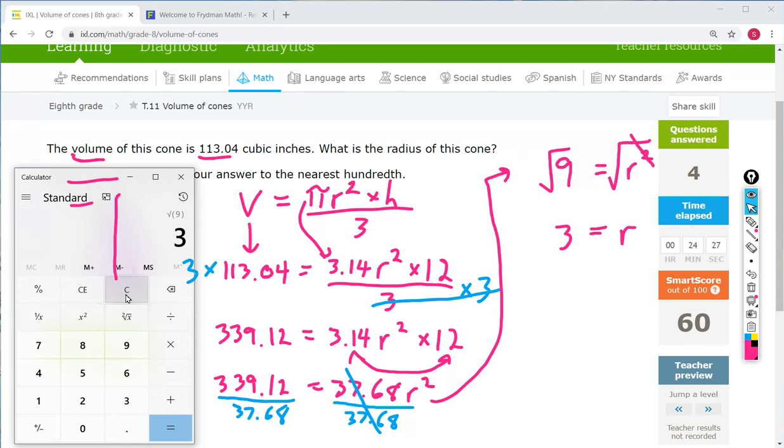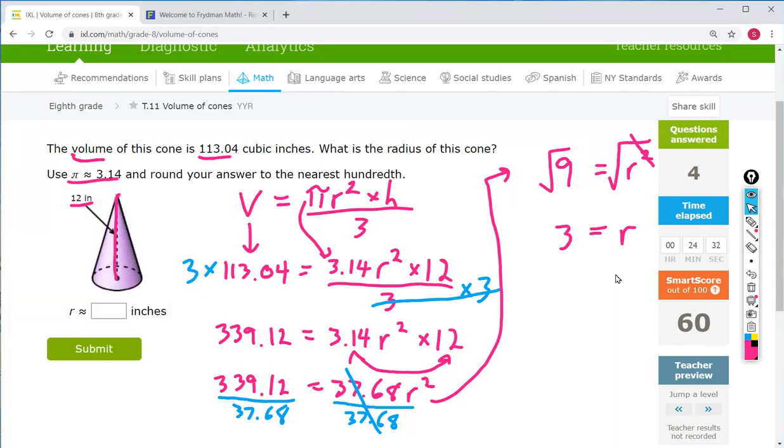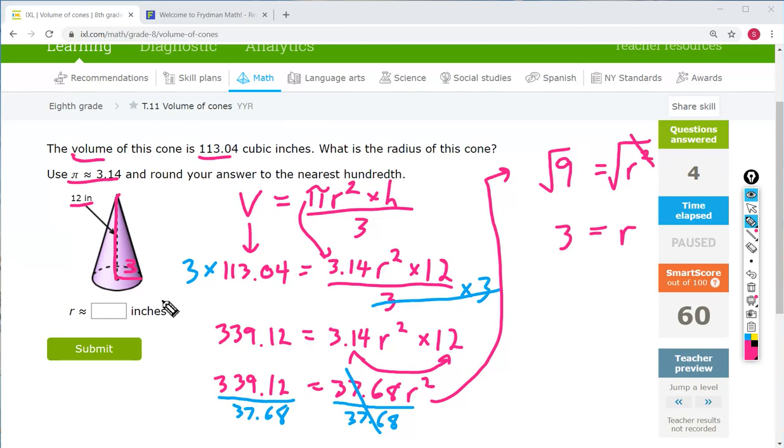Actually, there would be 2 answers. Can you think of what the other answer is? The other answer is -3. So -3 times -3 is also equal to 9. But we don't want to bother with negatives right now. The radius is not -3 inches. That doesn't really make sense. The radius is just a regular positive 3 inches. So that's going to be our answer. Type that in.